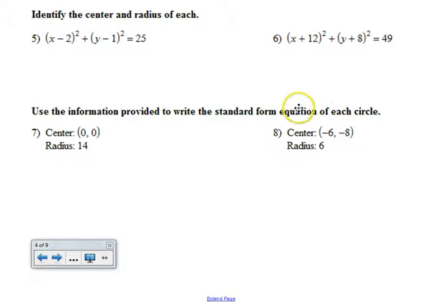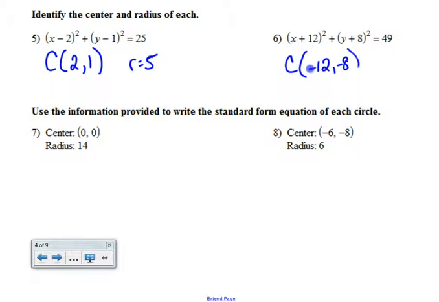Next set of questions should be nice and easy. They don't want you to do any graphing, just identify the center, identify the radius. So my center for number 5 should be 2, comma 1. We always are taking opposites of what's in parentheses or what's grouped with a variable. And then the length of the radius should be a 5. And for number 6, the center should be at negative 12, negative 8 with a radius of 7.